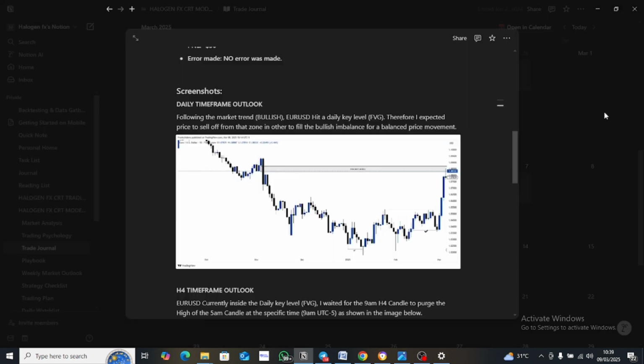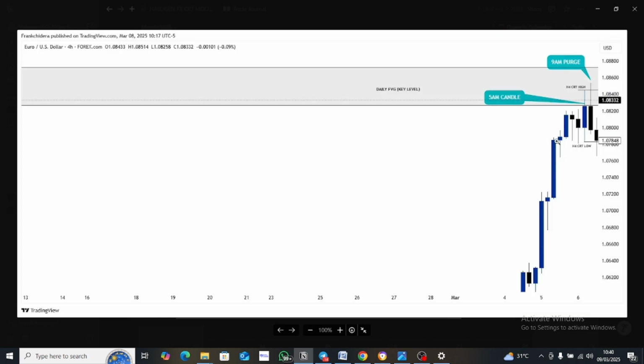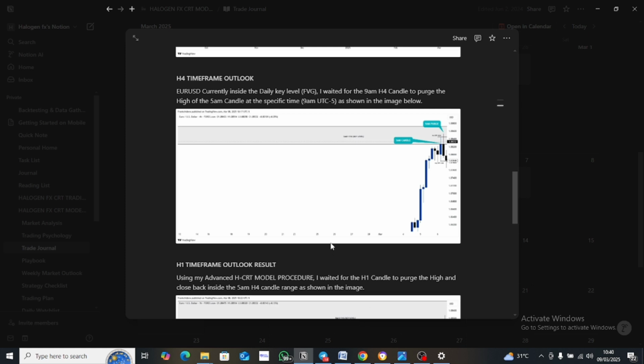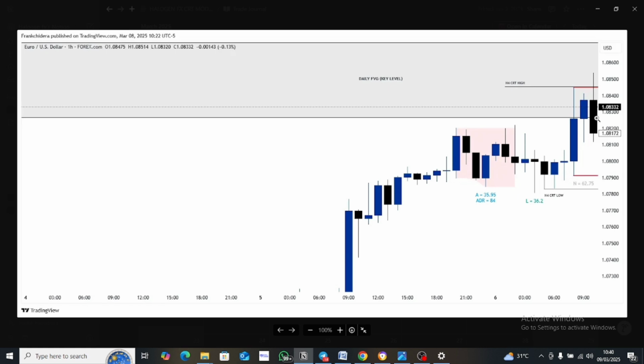So upon seeing that price had tapped into that key level, I went on my 4-hour time frame to look for my CRT model. You can see on my CRT model, look at what I saw. The 5 a.m. candle. I waited for the 9 a.m. candle to touch the high of the 5 a.m. candle, which happened here, and you can see that is what I did. And I went on my 1-hour time frame to do the same thing by waiting for a 1-hour candle to close back inside of that 4-hour range, which you can see with my black candle here. It sought to sweep the high and close back in, which has given me a signal that I'm going to short the market.